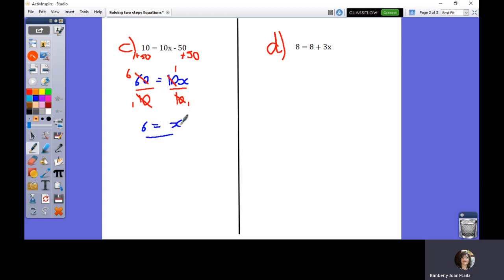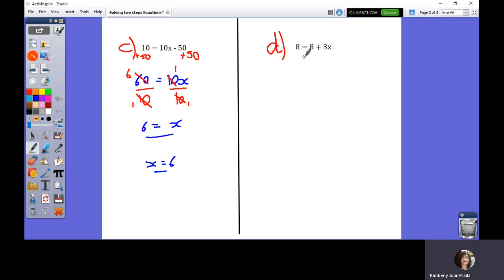It doesn't matter that x is on this side. I can write this in this form. The important thing is what you have on the left and on the right, they have the same values. So 6 equals x and x equals 6, they are saying practically the same thing.